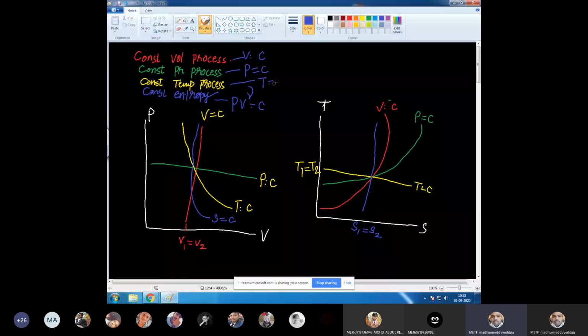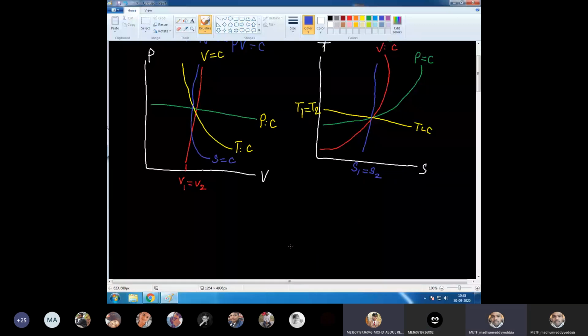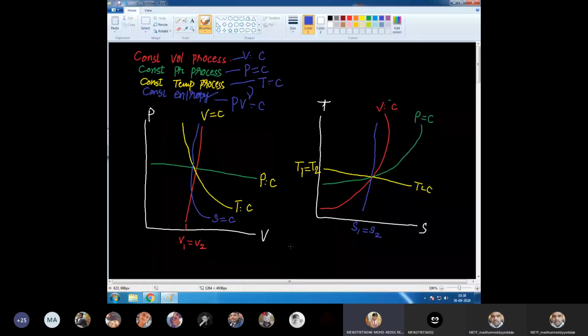Clear? Four processes. Very, very important. If you have any doubt, please ask me. If it is clear, then I will go to the work done and heat flow during constant volume process. Respond to me. Clear, sir. Yes, sir. Tell me. Clear, sir.